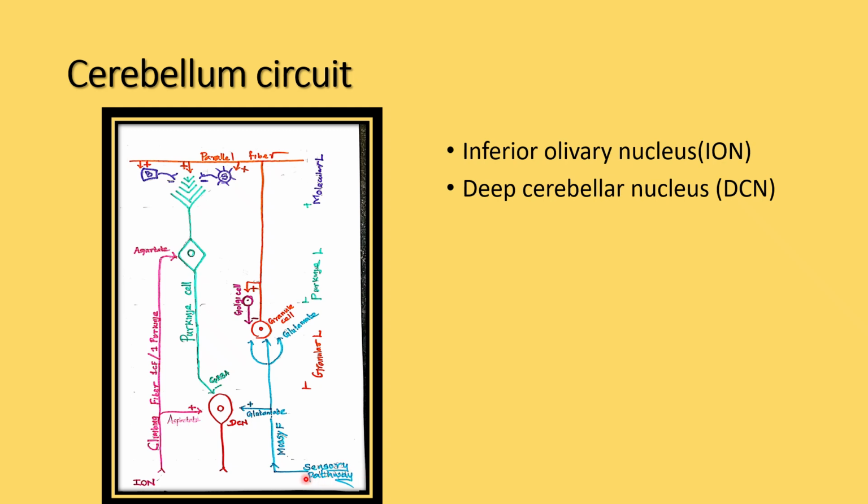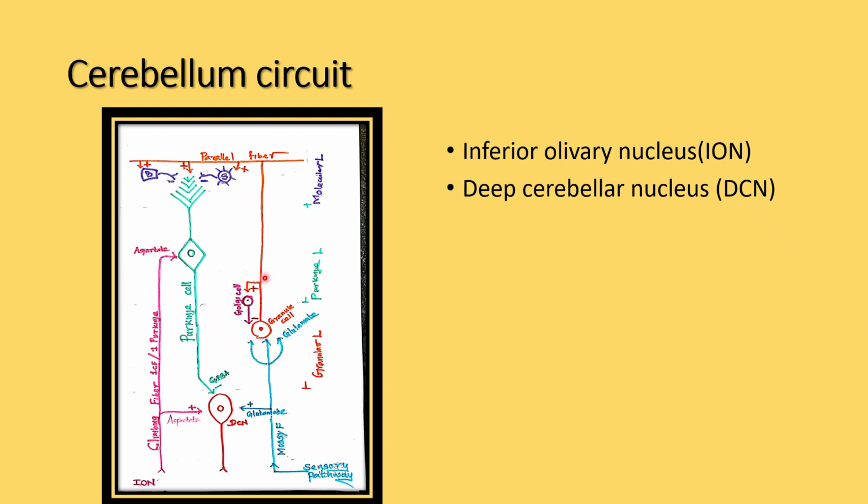Other sensory pathways carry the information through mossy fibers, which form the glomeruli. They stimulate the granule cells through glutamate. On the way to the granule cells, mossy fibers also stimulate the deep cerebellar nuclei through glutamate. These granule cells form the parallel fibers that stimulate the Purkinje cell, basket cell, stellate cell, and Golgi cells.